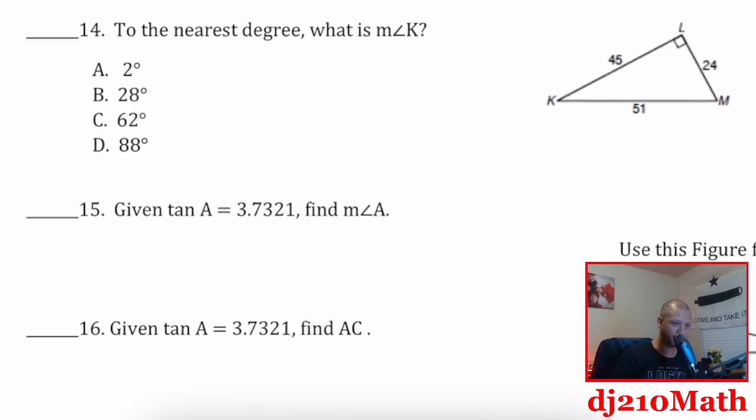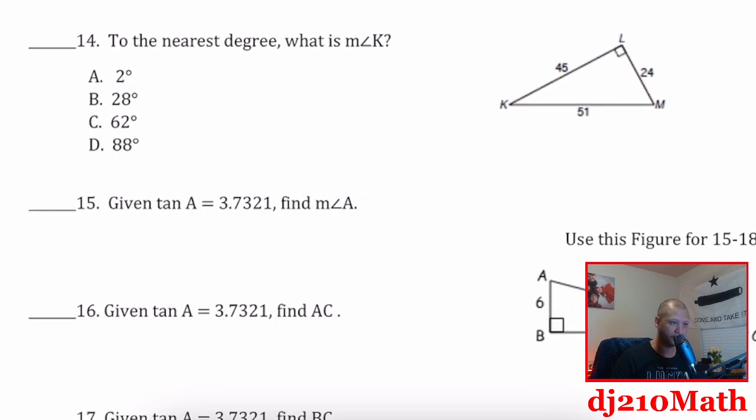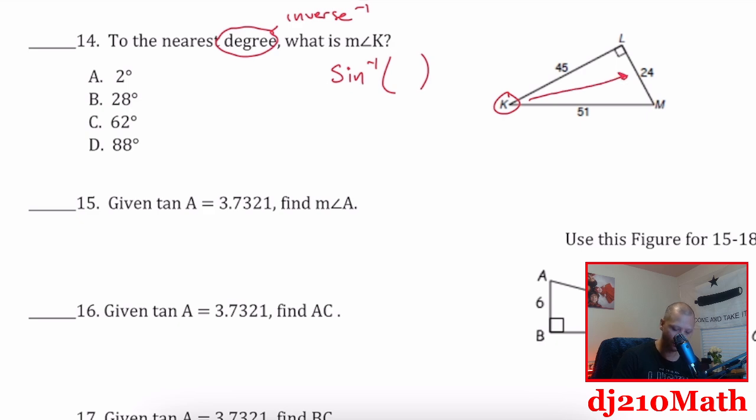Okay, these are going to go quick. 14, to the nearest degree. Nearest degree. So we're looking for a degree, that has to prompt you: this is inverse. Inverse, like with the little -1. All right, a measure of angle K. They gave us all three sides. So really, we could choose whichever one we want. I like sine. Sine's opposite over hypotenuse.